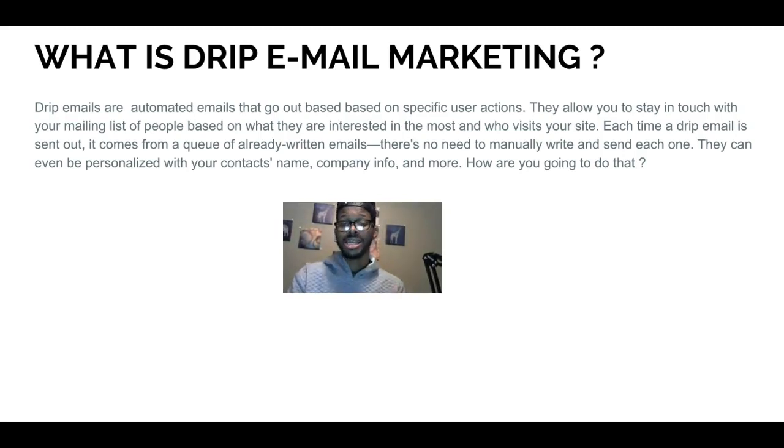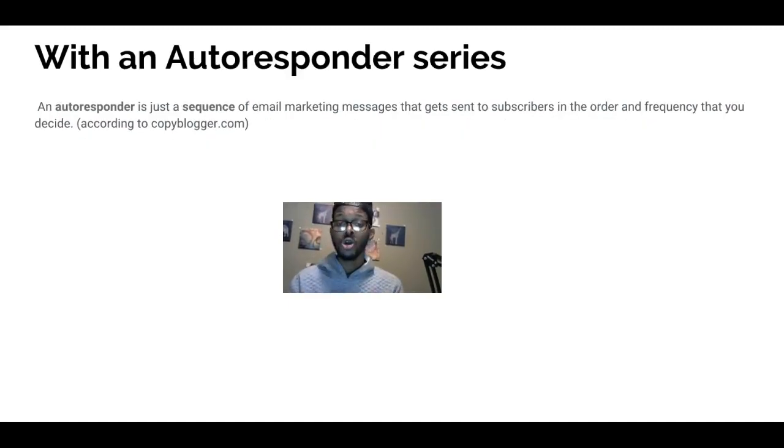But how are you going to set up this drip email marketing? Okay, with an autoresponder. All right, with an autoresponder series specifically. If you're not familiar with the autoresponder series, an autoresponder is just a sequence of email marketing messages that get sent to subscribers on your opt-in email list in the order and frequency that you decide. Okay, let me read that again. An autoresponder is just a sequence of email marketing messages that get sent to your subscribers in the order and frequency that you decide.